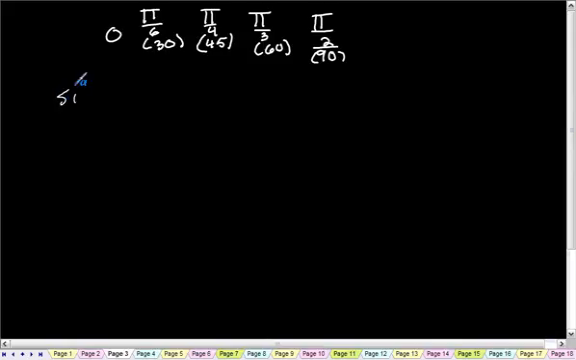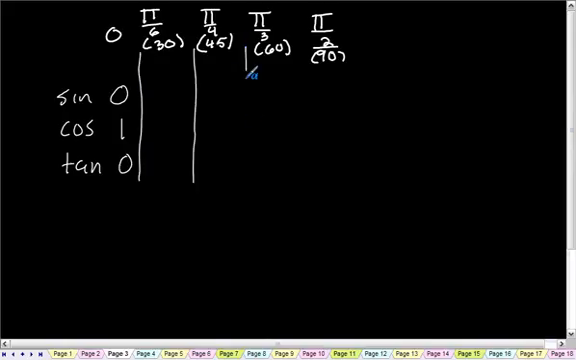We have the sine, the cosine, and the tangent. The sine of 0 is 0, the cosine is 1, the tangent is 0. The sine for pi over 6... finish filling out the chart. This also you have to have memorized. There's no way around it.